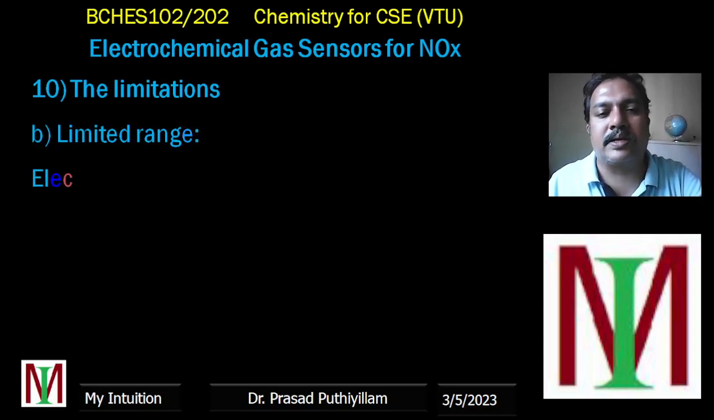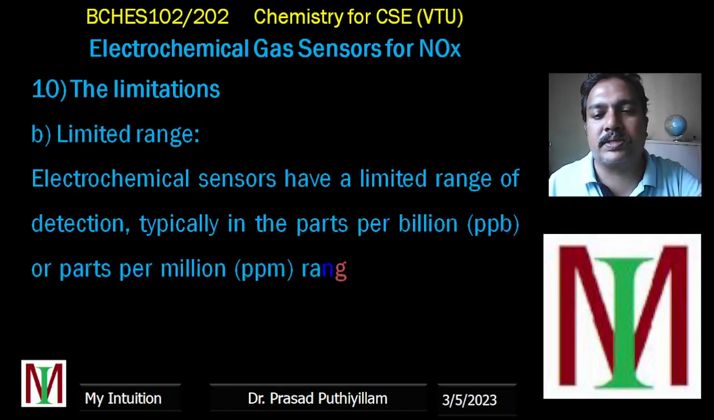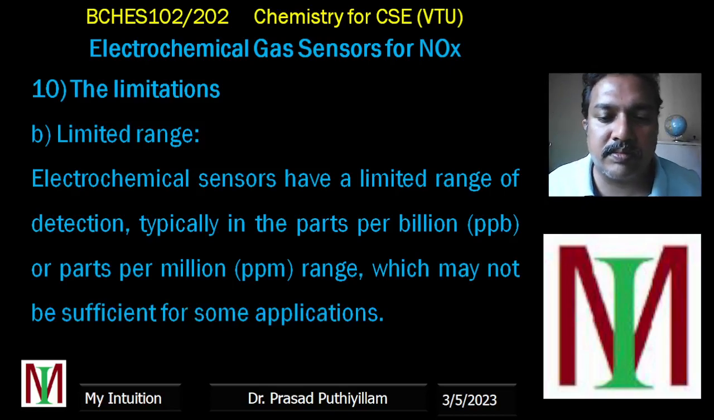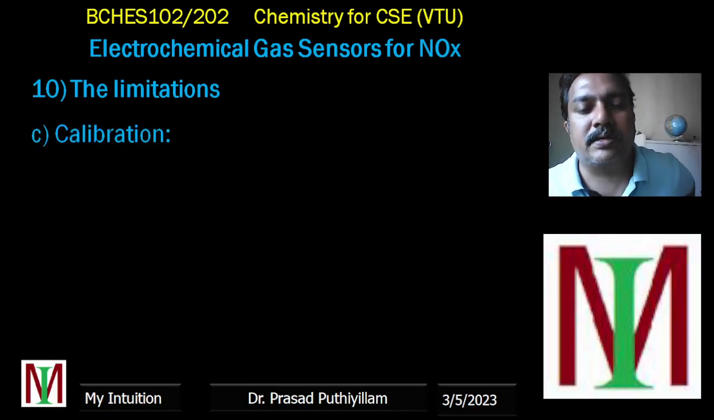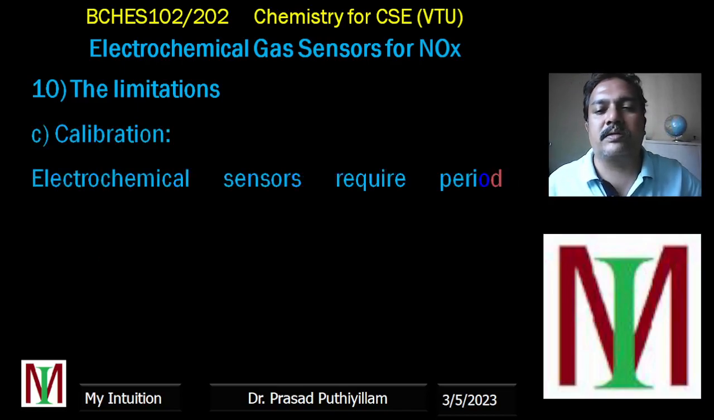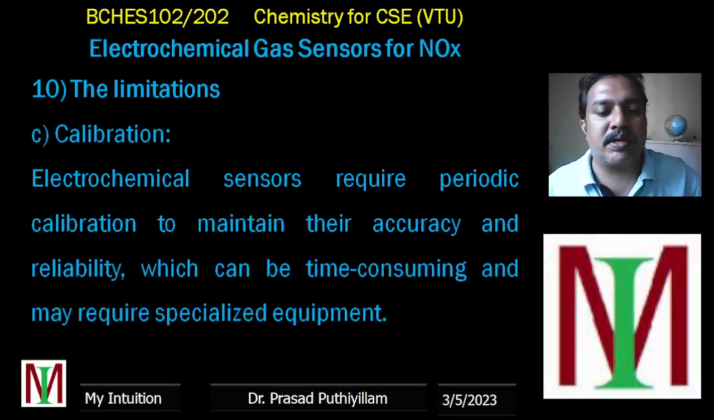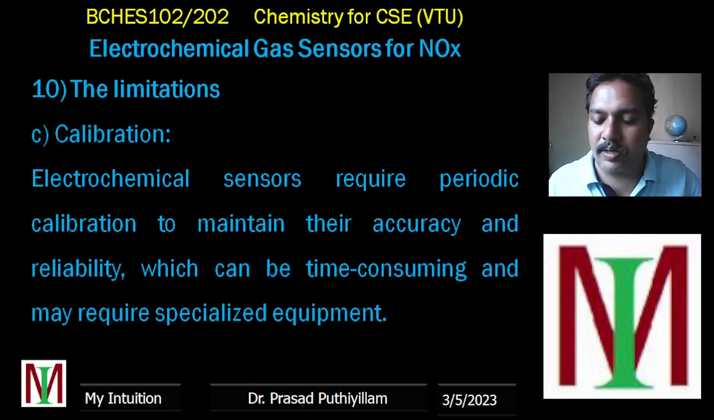It has a limited range. A very high concentration or very low concentration cannot be measured. It's in the ppb or ppm range, which may not be sufficient for some applications. Calibration needs to be done continuously, so it is time consuming, and specialized equipment is needed to calibrate it. Even manpower may be needed sometimes to do the calibration in a period of time.